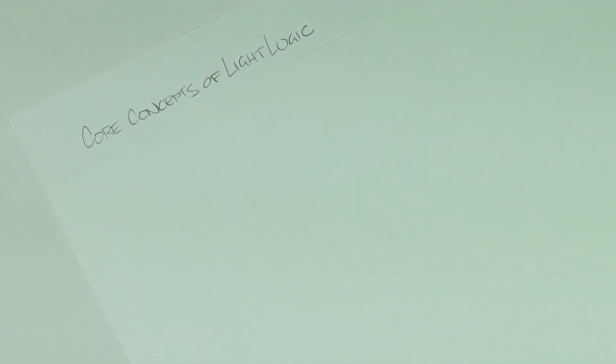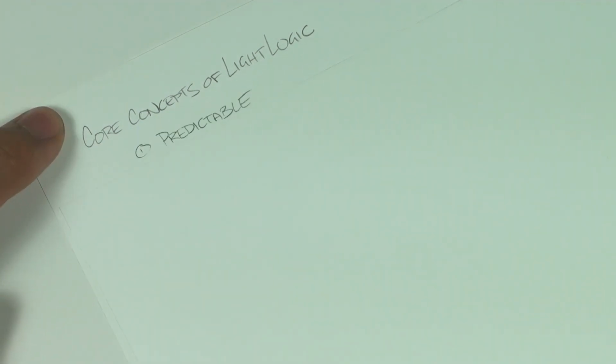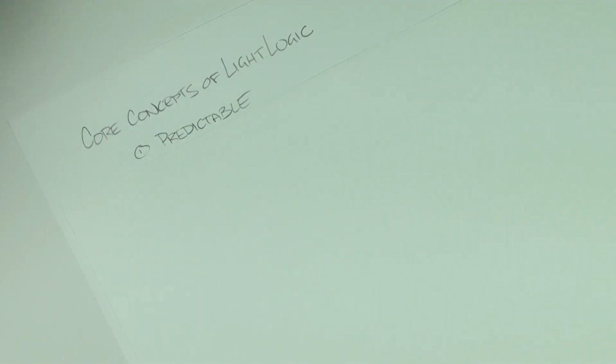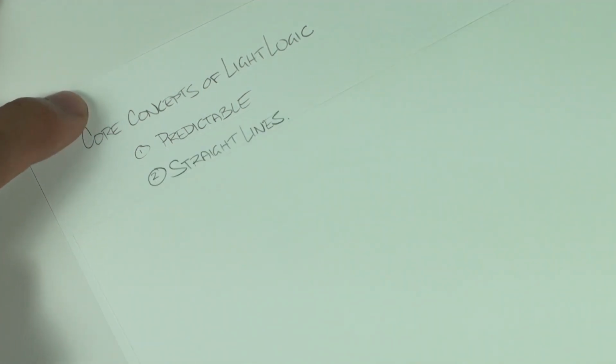As we learn about light and shadow and about light logic, we come to realize that there are four fundamental rules or core concepts that always apply. So the first is that light behaves predictably. These rules don't change. Light always behaves this way. And once we understand that, we can then break down and apply our light and shadow knowledge to every situation.